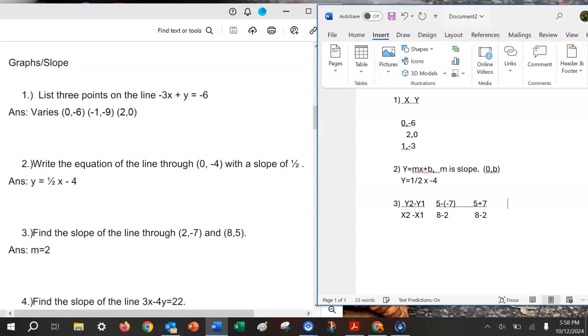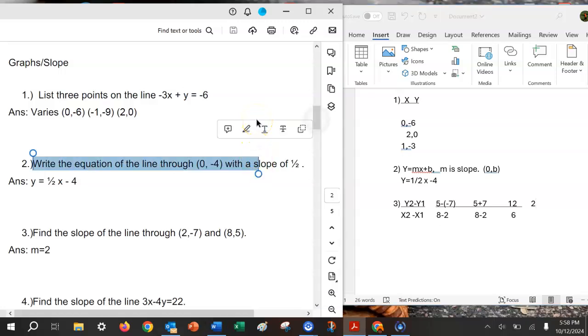So we can see pretty easily on top, 5 plus 7, 8, 9, 10, 11, 12. And on the bottom, 8, 7, 6. And if that were a fraction like 1/2, we would keep it, but it's not. So let me get rid of the underline. So 12 divided by 6 is 2. So my slope is actually 2 in that case. It definitely can be done.